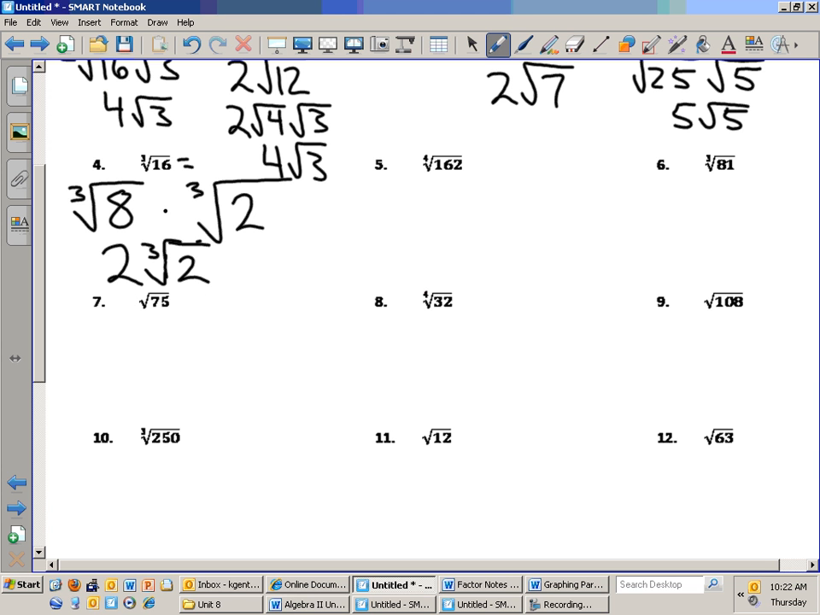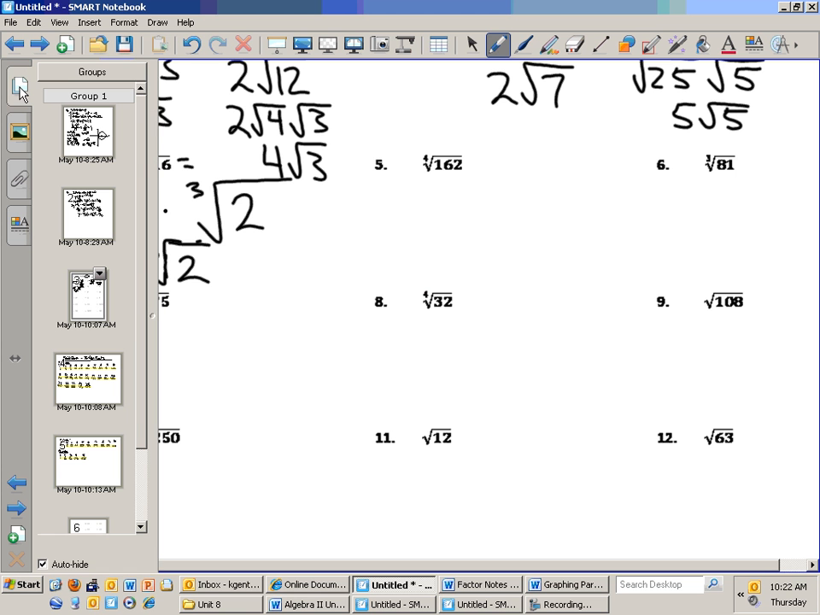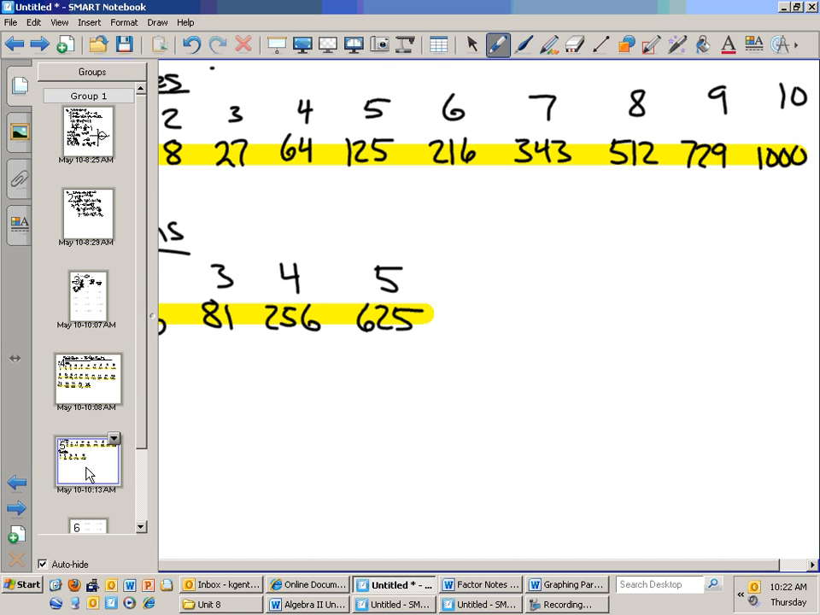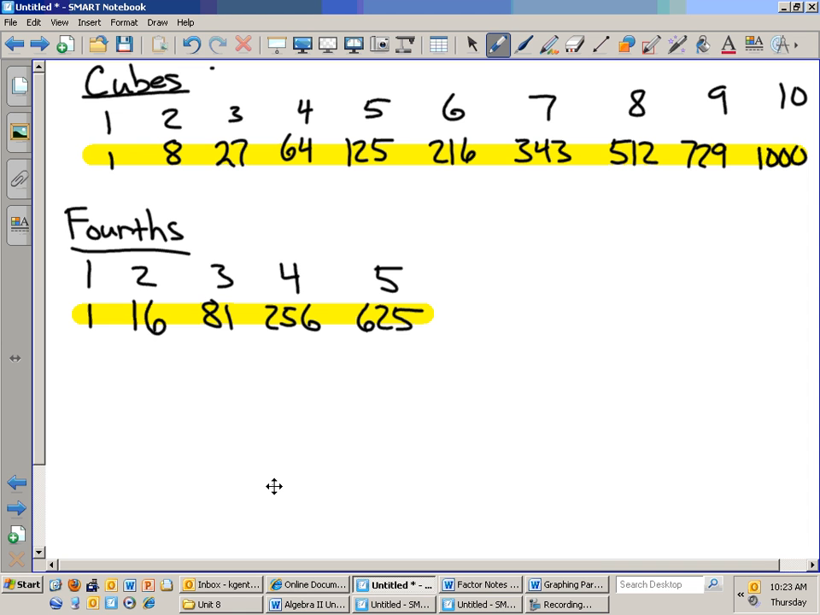There was a question over here. Serena? No? Anybody? Okay. Number 5, we have a fourth root. As you look at the number 162, this is a little bit more difficult. As we look at the perfect fourth powers, I'm going to pull it up here. 1, 16, 81, 256, 625. Do you see one of these that divides evenly into 162?